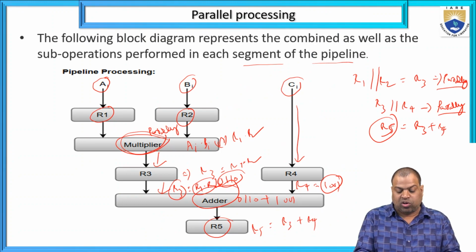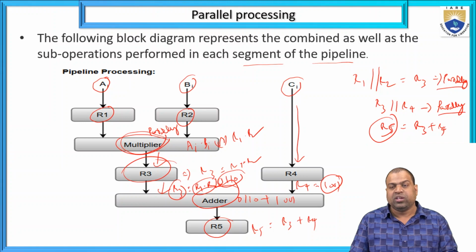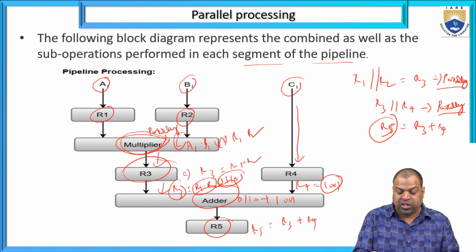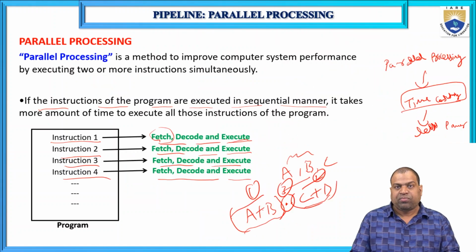Suppose R1 and R2 are multiplied. Multiplier means R1 into R2. So what is the result? R3. So R3 is the output of R1 and R2. Here, in the adder, R3 and R4 are the inputs, and R5 is the result. Result means adder, R3 plus R4. So R5 is the output of the adder. How many sub operations are performed? Multiplier is one, adder is two. So two sub operations are performed parallelly. It is about parallel processing.